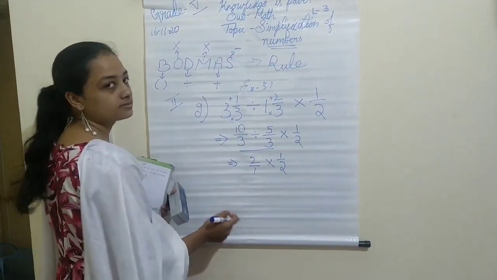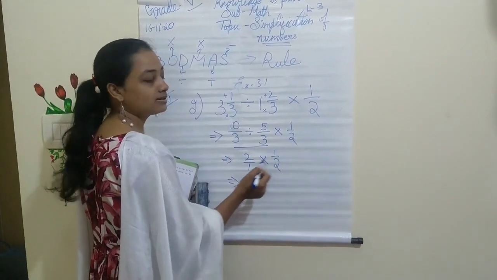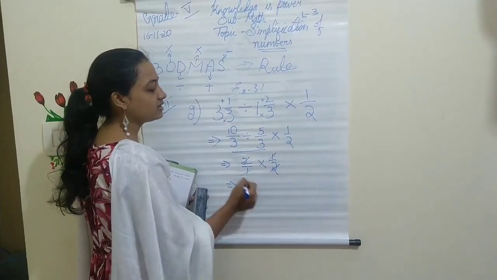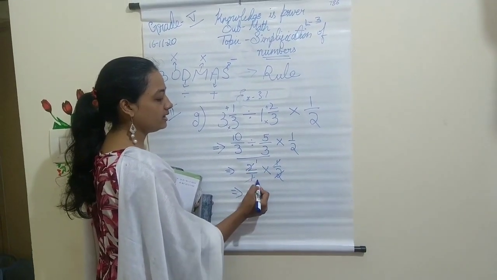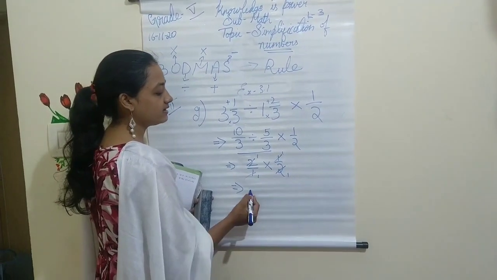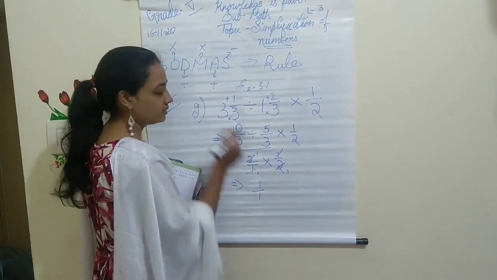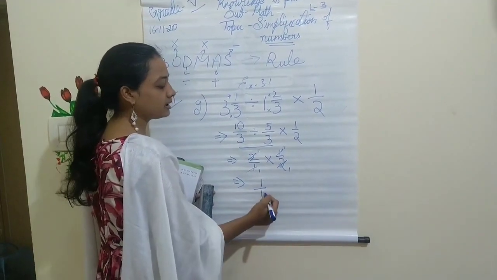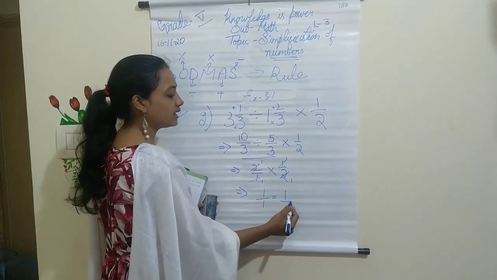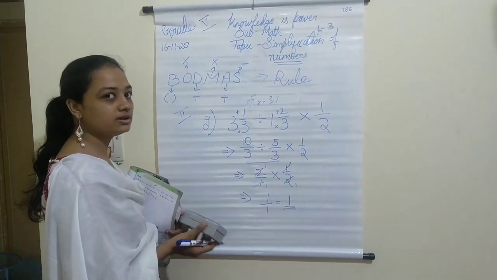Now solve this. It is multiplication, and opposite numbers are the same. I'll cancel it. When I cancel the numbers, I get 1 everywhere. So 1 1s are 1, 1 1s are 1. Finally I get the answer 1 by 1. 1 by 1 can be written as simply 1. So the answer is 1. So I hope you understood.